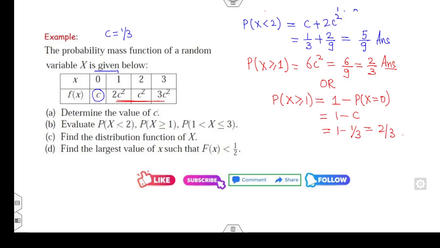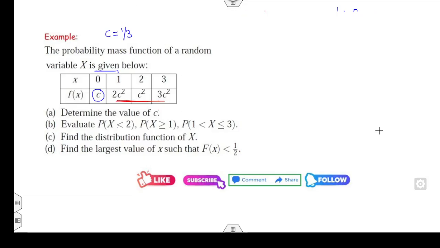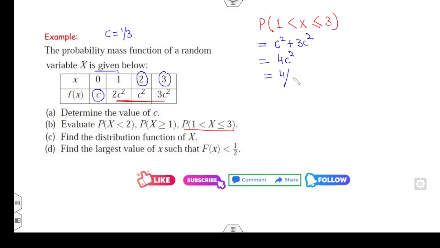Find the distribution functions. Distribution function means you have to find the CDF. Oh, sorry, it's this part also. Probability 1 less than X less than or equal to 3. Which numbers are satisfied? 2 and 3 only. So that means C square plus 3C square, 4C square. You can substitute the value of C as 1 over 3, that is 1 over 9. 4 over 9 is the right answer.